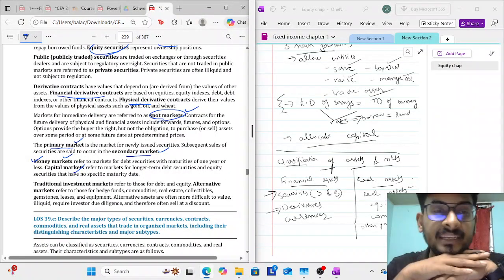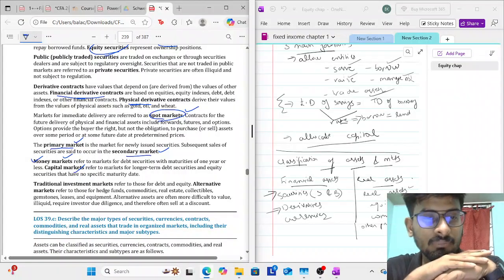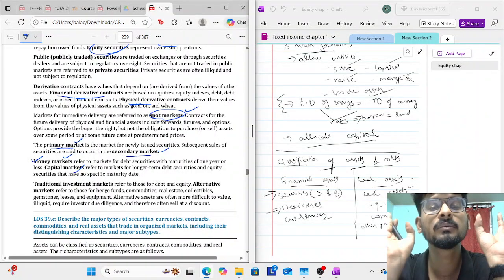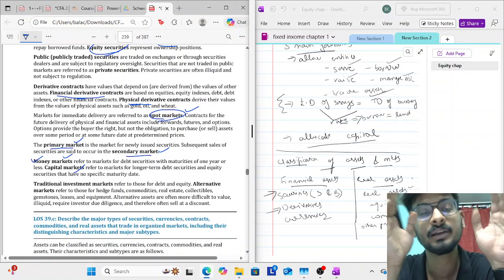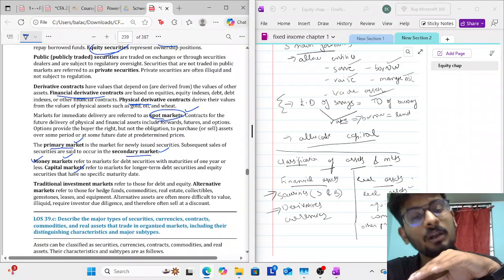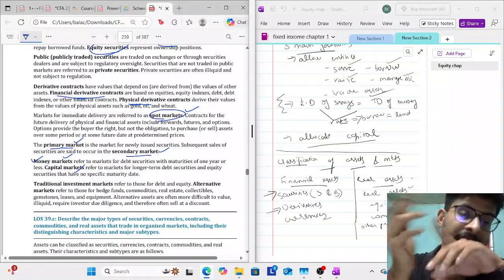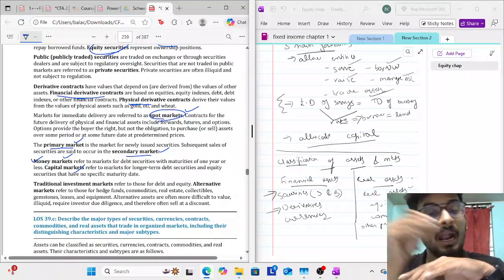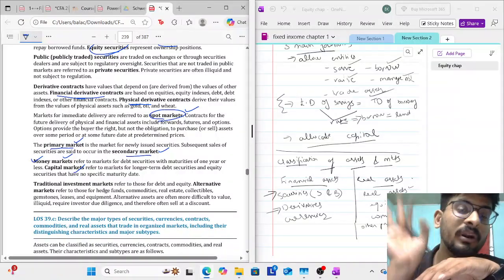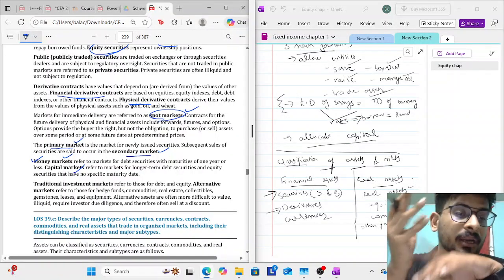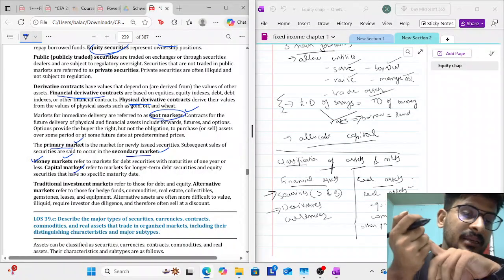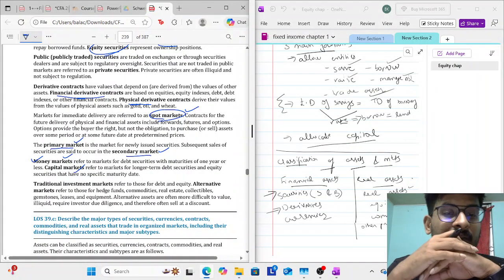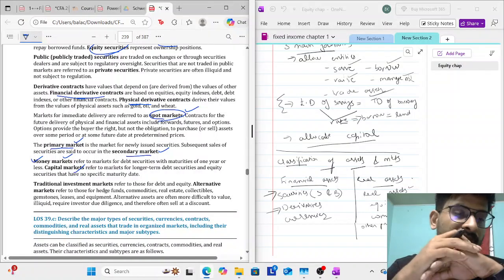Now, the traditional investment market refers to debt and equity. Everything else comes under alternative, like hedge funds, commodities, real estate, collectibles, gemstones, leases, and equipment. Alternative assets are often more difficult to value, illiquid, and require investors' due diligence, and therefore often sell at a discount because their valuation is very tough.